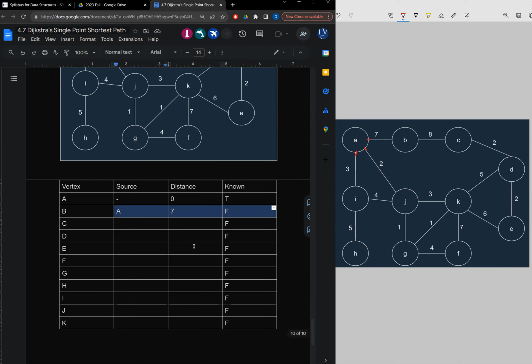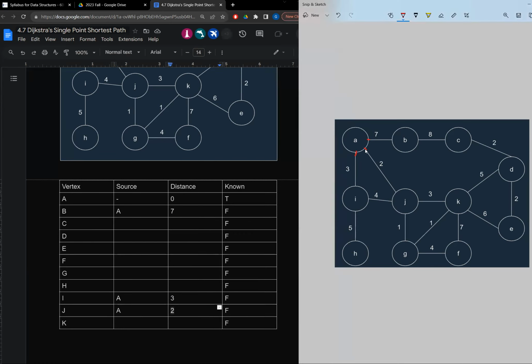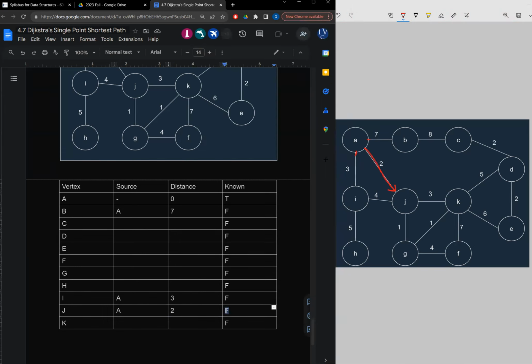A to J for 2, and A to I for 3. All right, so we have 3 choices, and we'll be greedy. Between 2, 3, and 7, we'll take the shortest path. So we will build the path, make that a known shortest path to J. When we decide to do that, we go ahead and mark it as true.